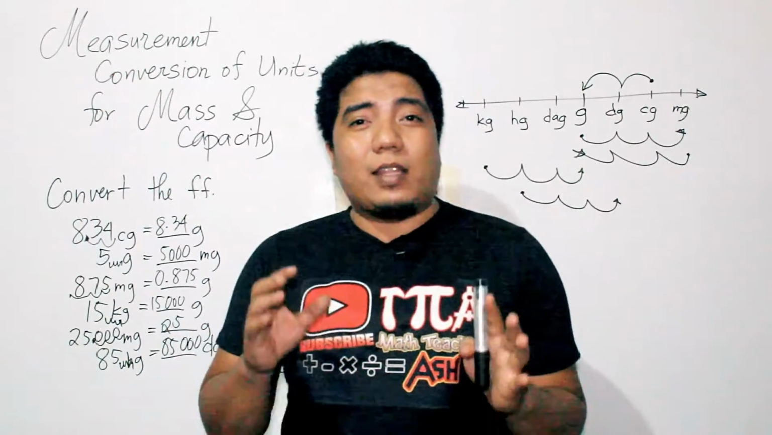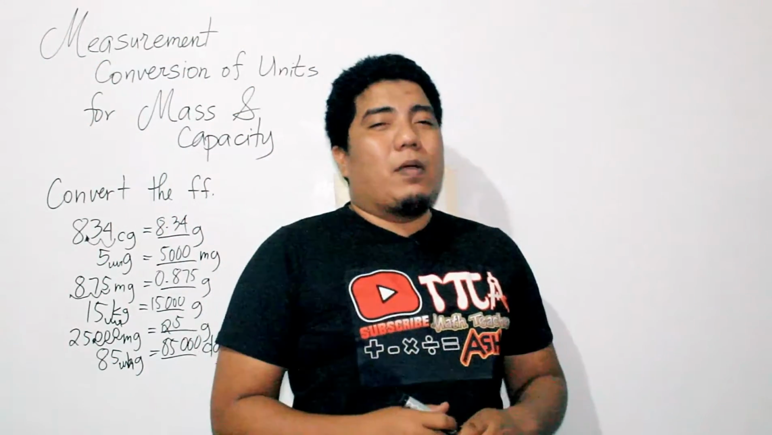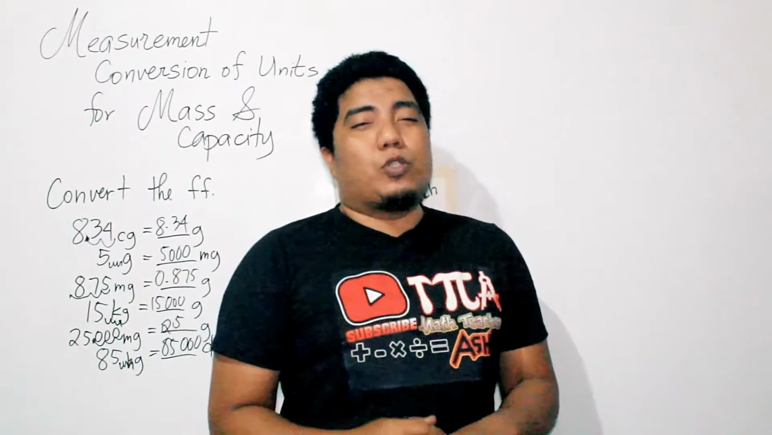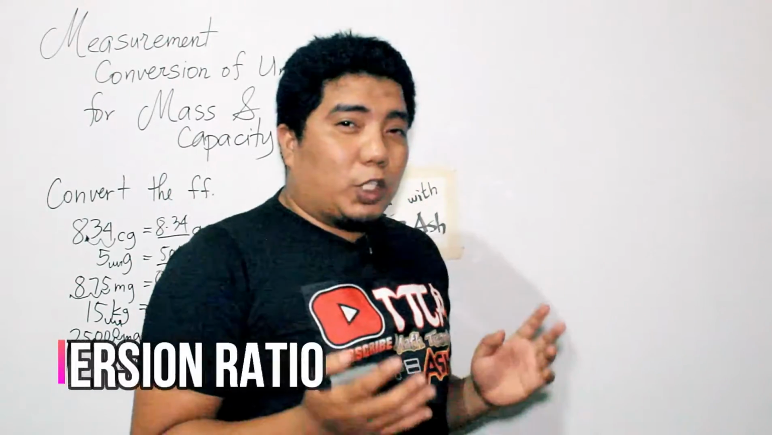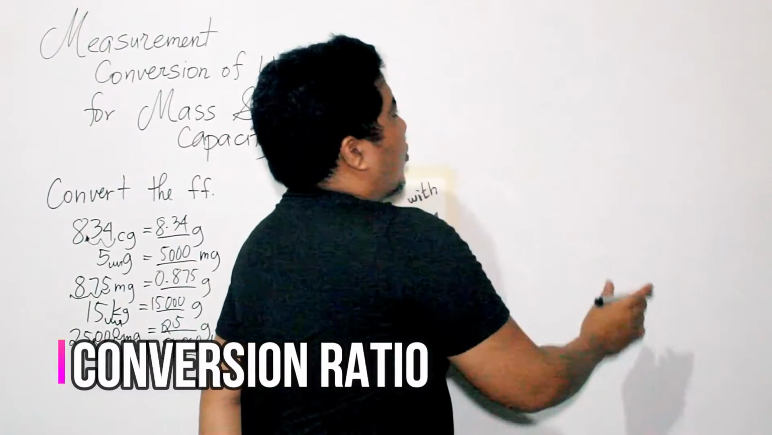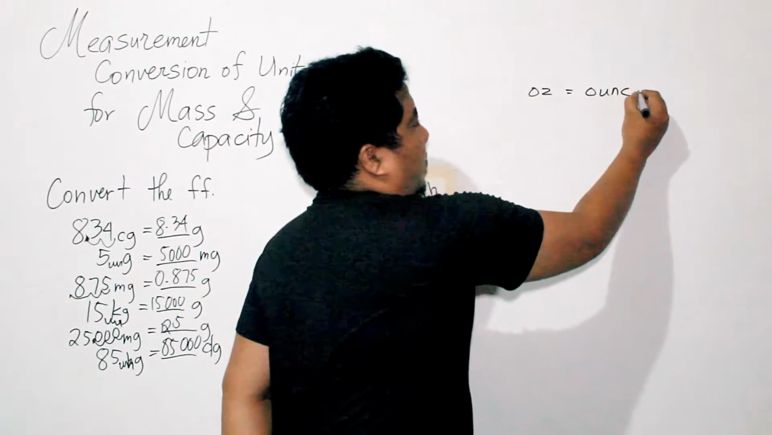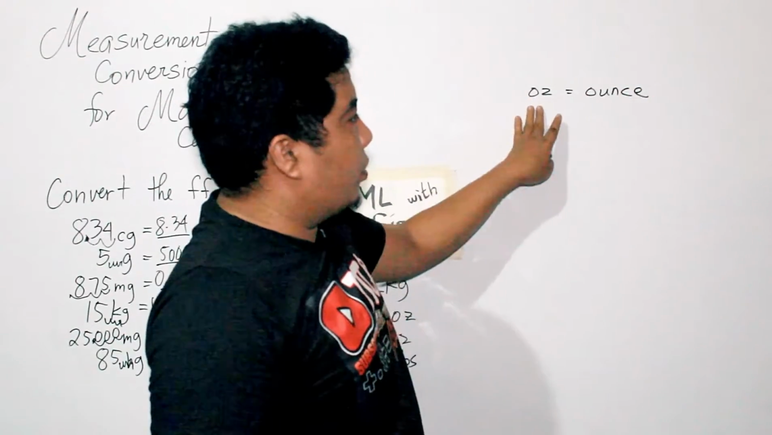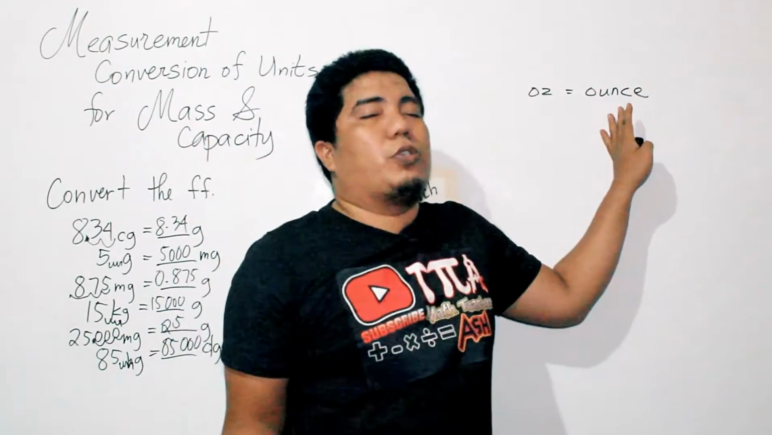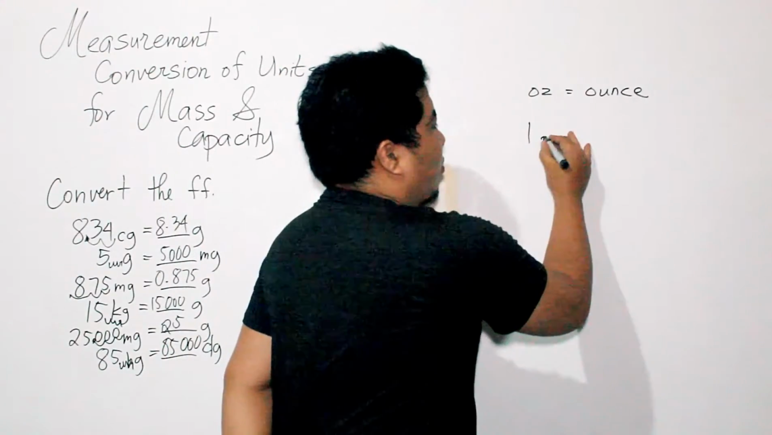Okay? So, now let us go to the English system. Now, my dear math learners, for the English system, I think it is better for you to just consider at least 2 conversion ratios. Now, for the English system, we have the standard unit as ounces. Okay, that is. So, the unit of measure is OZ, and that is pronounced as ounce.